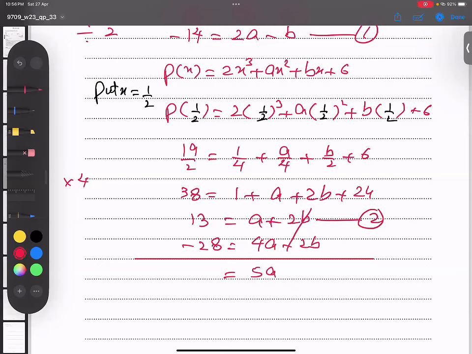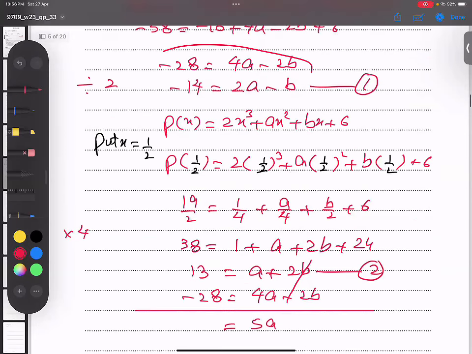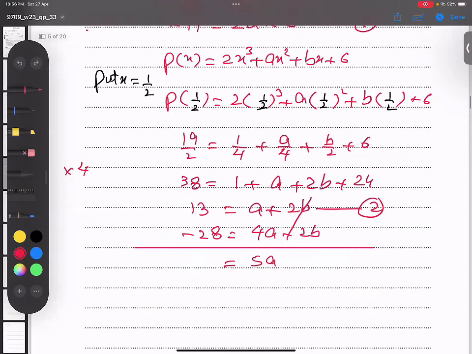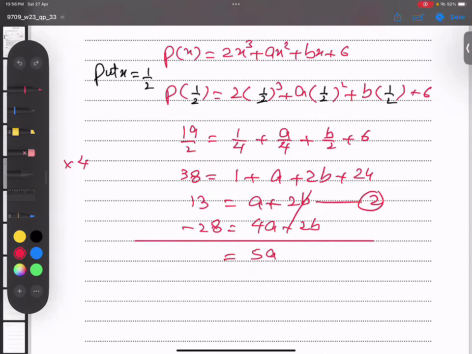And now I copied this top equation and I get it. What here? 28 minus 13, I get negative 15. And if we check from here, so now we can continue. And this is a becomes negative 3.